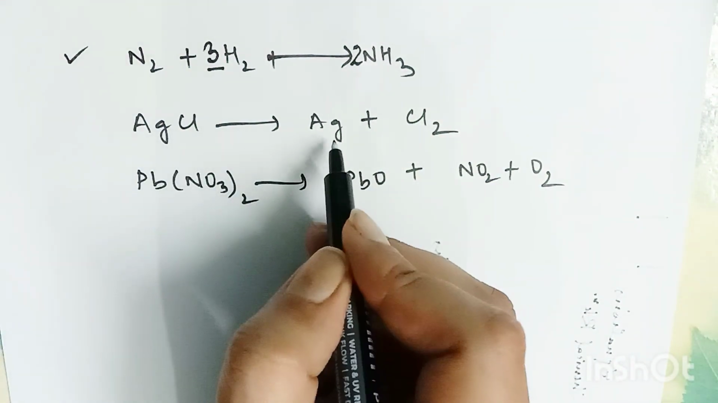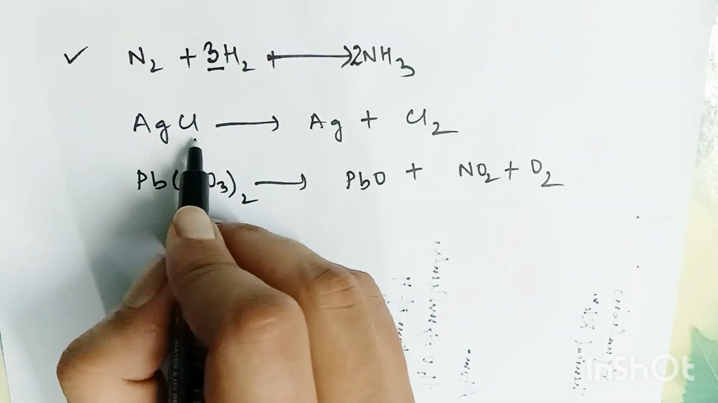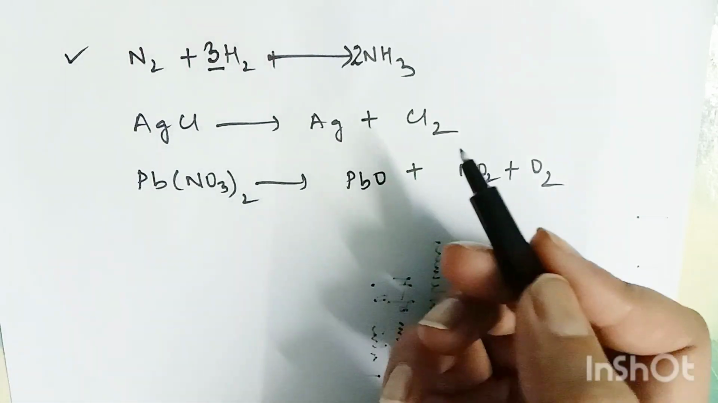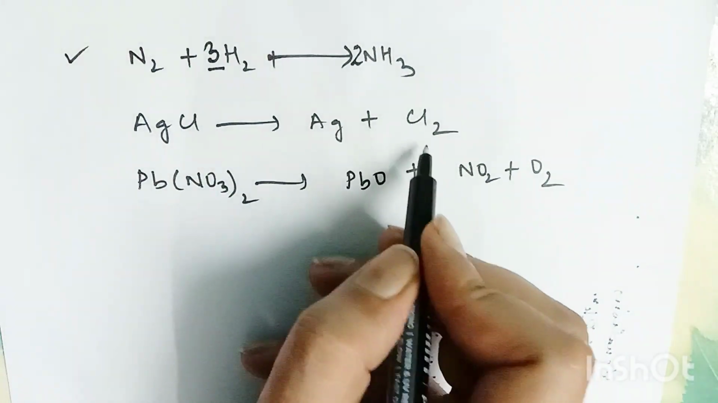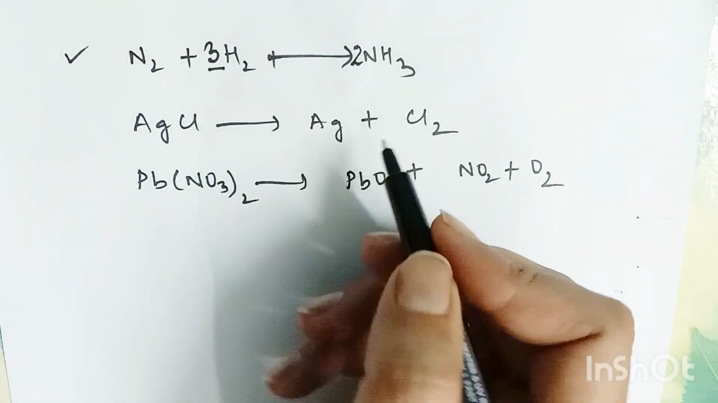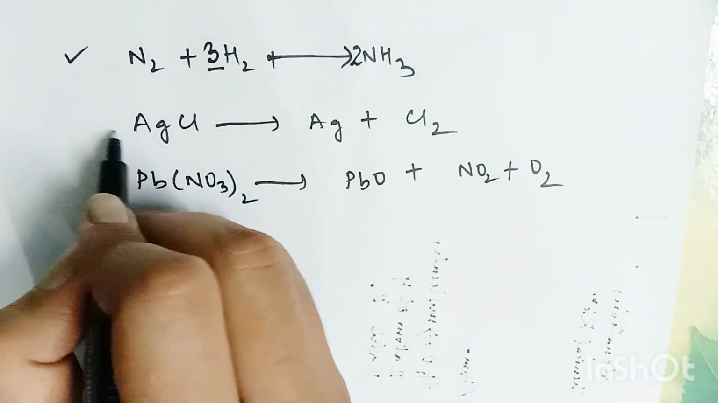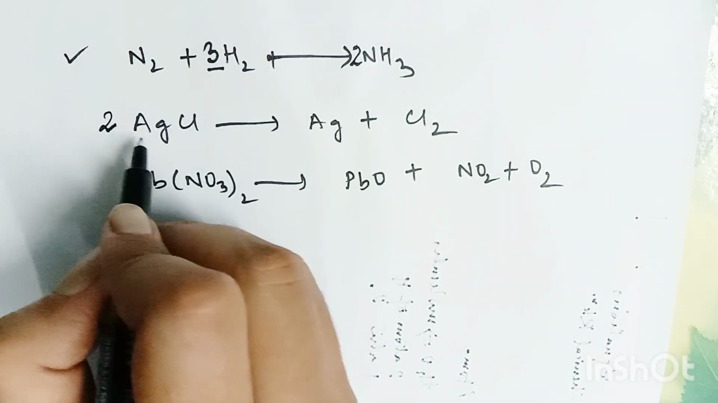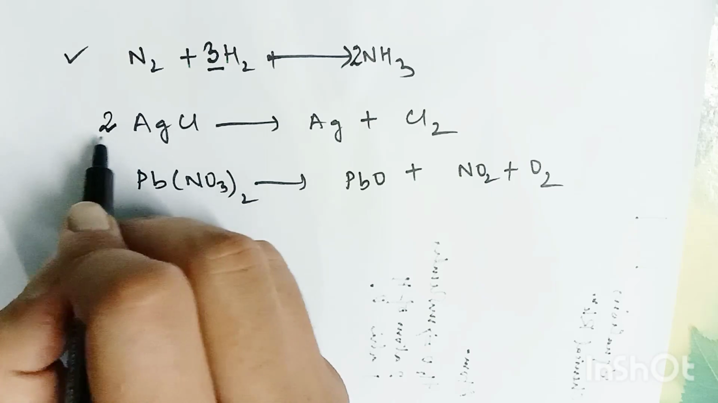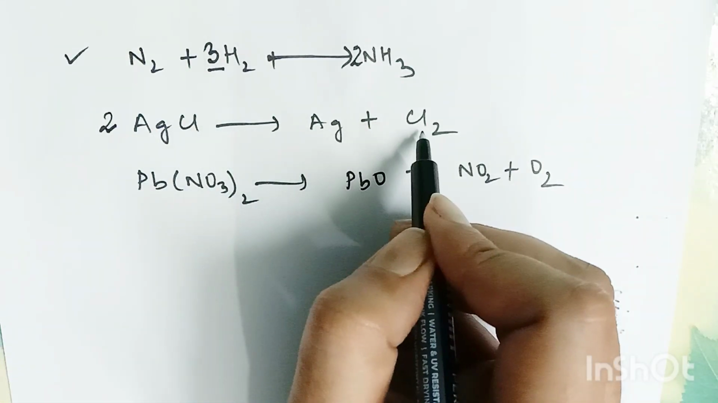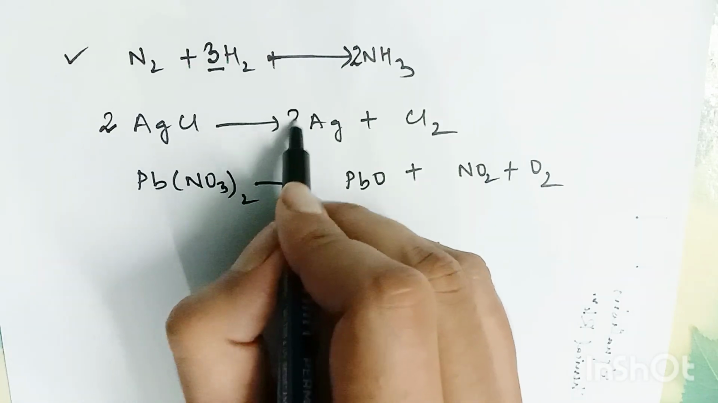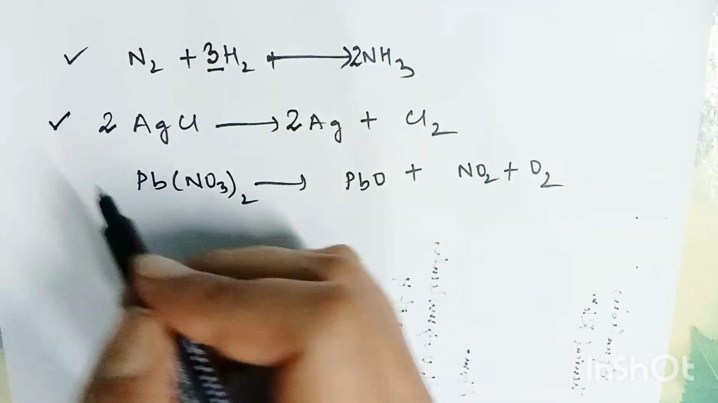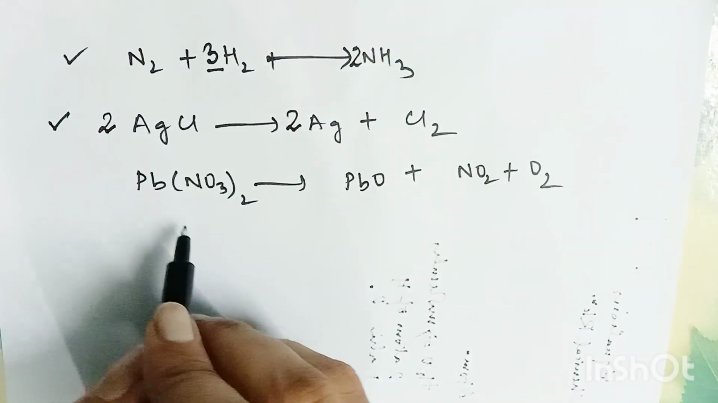Silver chloride. Here there is 1 silver, 1 chlorine. Here there is 1 silver atom and 2 chlorine atoms. Silver is okay, but chlorine is different on both sides, so we put 2 here. Now silver is 2, chlorine is 2. Here silver is 1, chlorine is 2. Since silver is different, 2 and 1, here we put 2. Now it is balanced. Now let's take one more example.